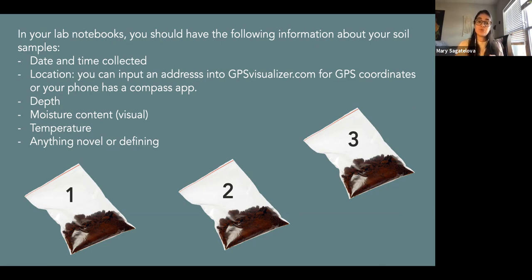The depth at which you got that soil from, the moisture content, again, was it muddy, was it dry, sandy, things like that, the temperature outside when you collected it, and then anything novel, anything defining about it. Was it next to anything, like next to a zoo? Was it next to a field of manure, something novel about it, or just interesting? It's important that you have that.